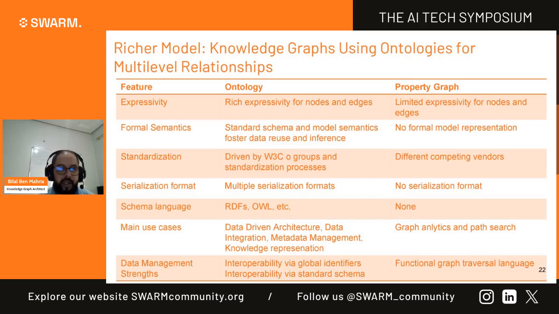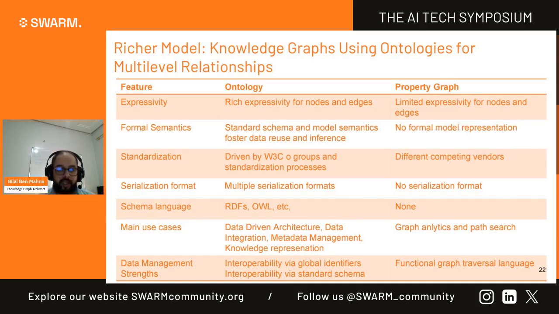then the property graph in this case is good. We can still stay at this level of expressivity. But if you have the problem of knowledge representation, metadata management, and so on, this is something that is hard to achieve using property graphs.